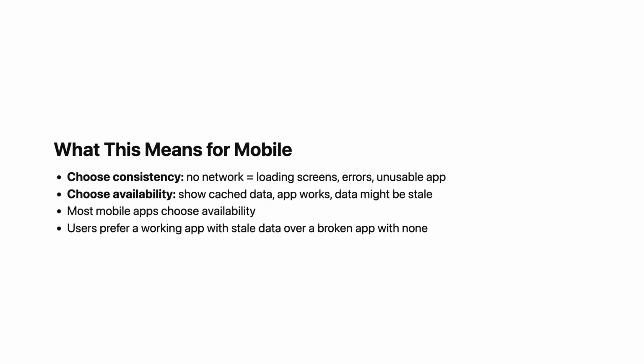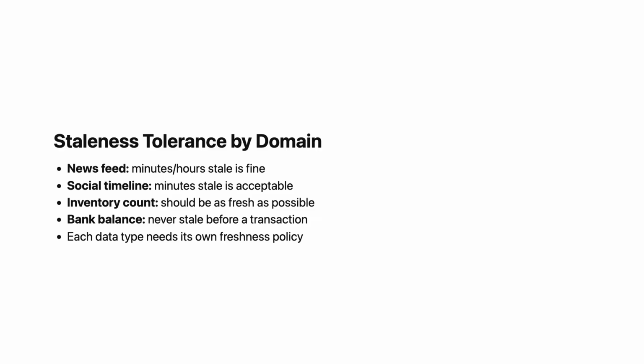For many use cases, this is fine. Showing a cached newsfeed that is 5 minutes old, no problem. Showing a cached bank balance that is 5 minutes old, potentially very problematic. The staleness tolerance depends on the domain. A social media timeline can be stale for minutes or even hours without anyone noticing. An inventory count should be as fresh as possible. Showing in stock when the item is actually sold out is a real problem. A financial balance should never be stale if the user is about to make a transaction based on it. For each piece of data in your app, you need to decide how stale is acceptable. This determines your caching strategy and how aggressively you refresh.